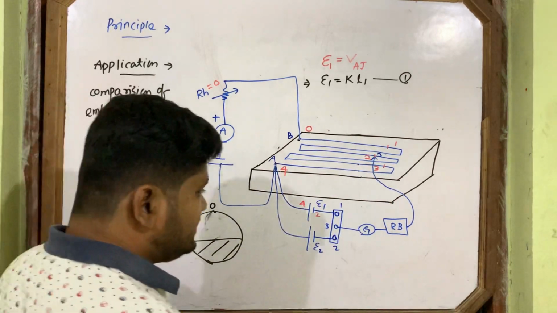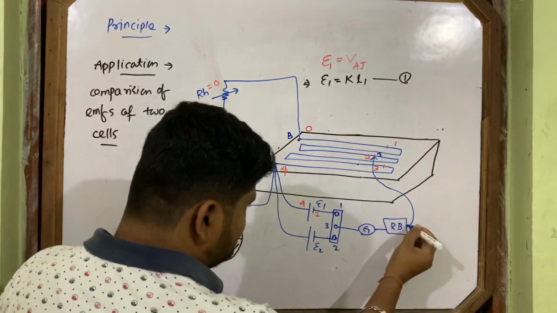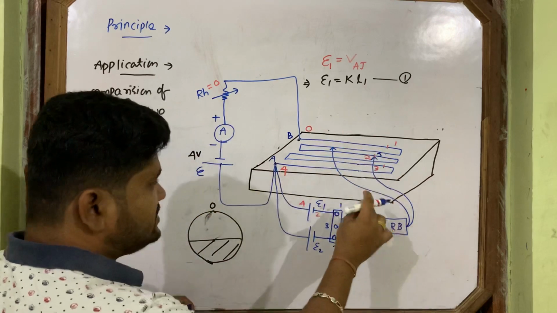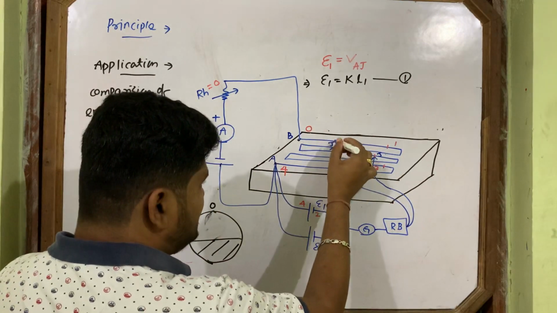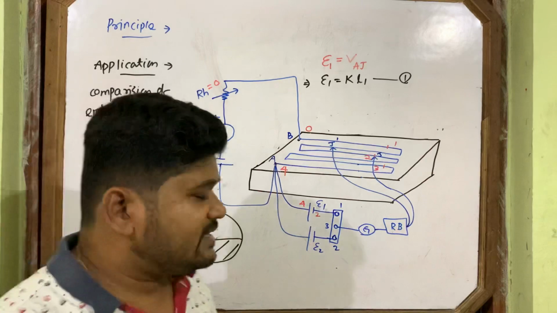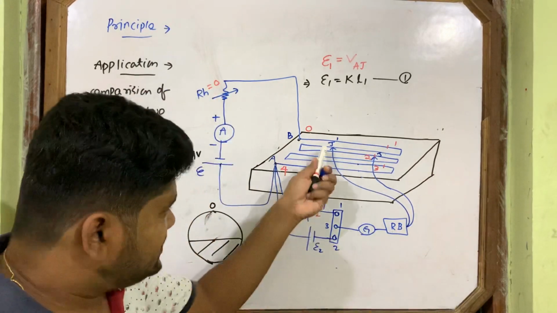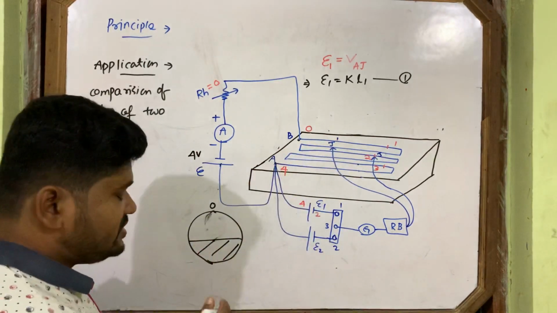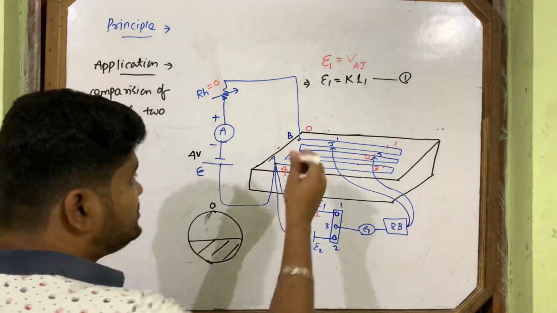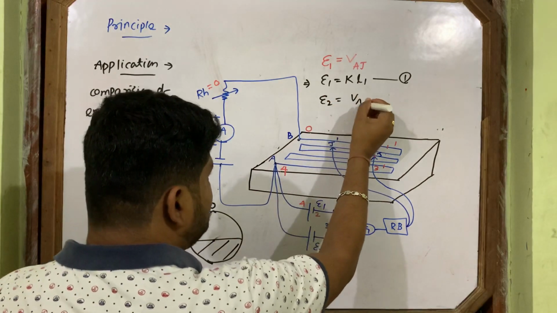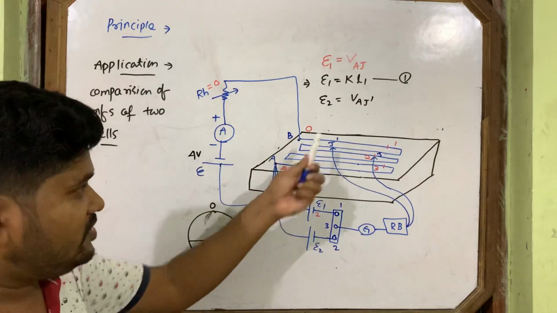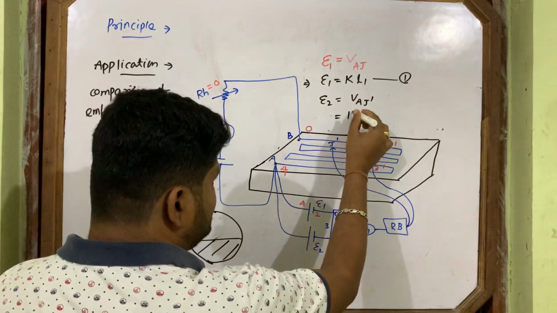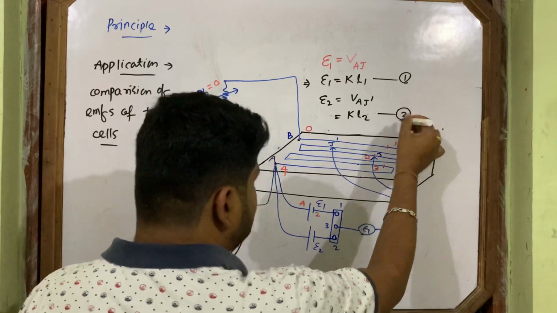Somewhere we will get the balance point. I am showing you again another point. Suppose here at this point, that is J dash. I am writing J dash. You will get here the null point. So you again measure AJ dash. How much is the length? Similarly, we can write here also E2 is equal to VAJ dash. How? I have already explained you that. Okay. AJ dash is suppose L2, so this is KL2, equation number 2.